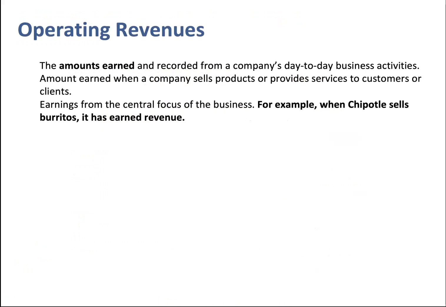Let's formally define operating revenues. Operating revenues are the amounts earned and recorded from a company's day-to-day business activities. For example, for Chipotle, when Chipotle sold burritos or soda, those are operating revenue, and when they sell it, those are considered earned revenue.